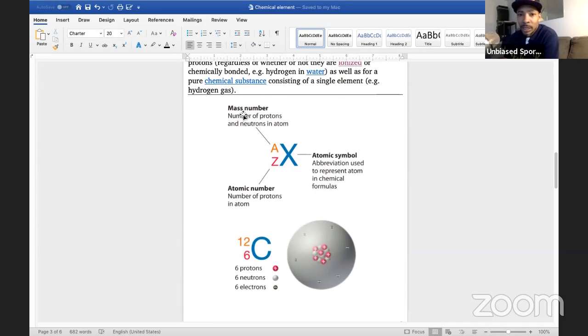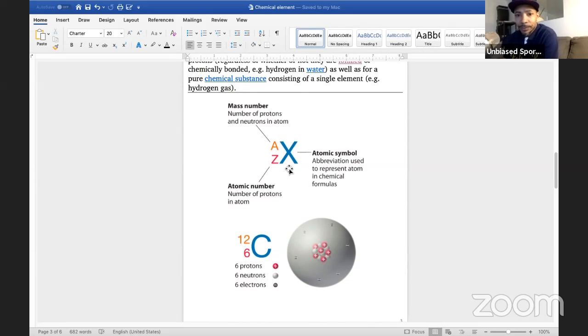So here we go. Mass number: the number of protons and neutrons in an atom. Mass number or weight, okay? The atomic mass is the weight of the atom. That represents A, okay? A represents the mass number, protons and neutrons together. Z represents the atomic number, the number of protons in the atom. Protons only, because protons determine the element. The atomic symbol tells you what atom you're dealing with. It's an abbreviation used to represent atoms in chemical formulas. You know, something like the stock market, like the tickers.